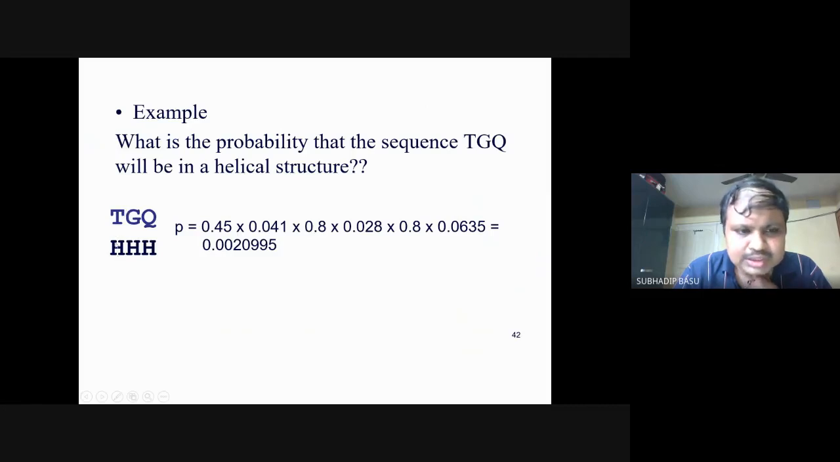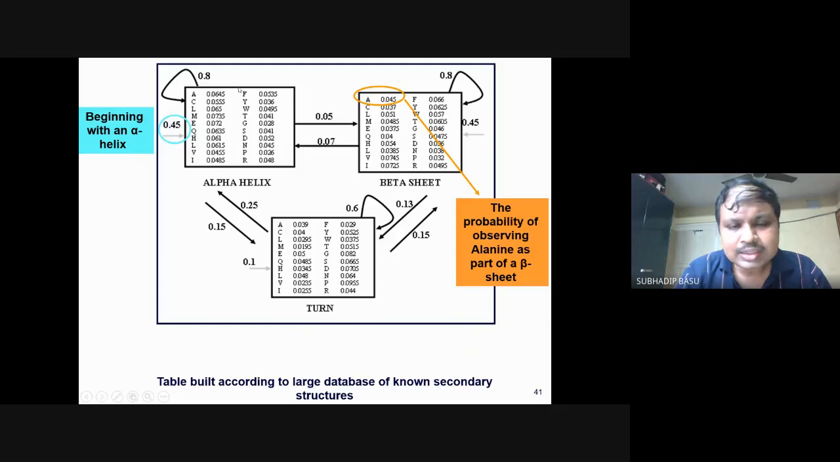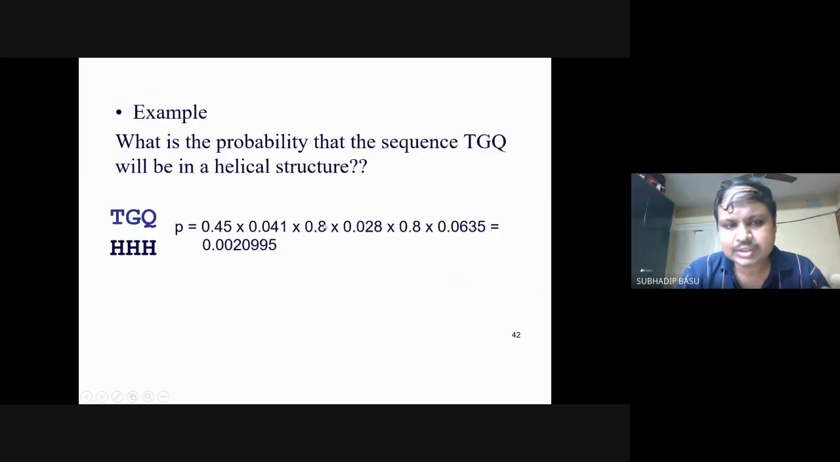Now what are we suggesting? H and H. That means you are estimating for helix, and then in the next step you are also trying to remain in helix. So the previous state T was in alpha helix, and again you are estimating the probability of it becoming an alpha helix again. The state transition probability of helix to helix is 0.8.